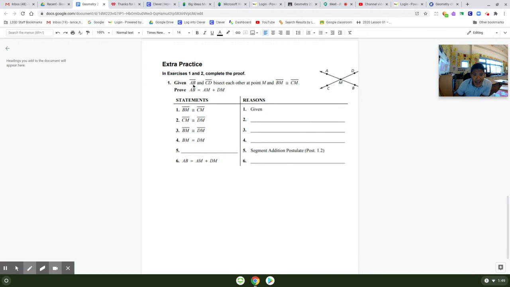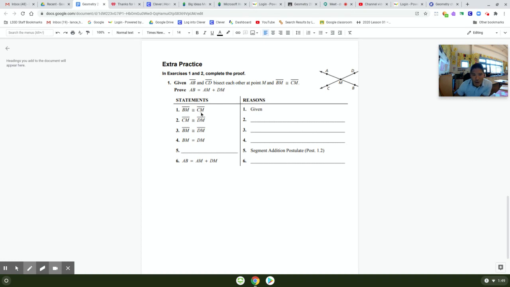So it's given that AB, that segment, and CD bisect each other at point M. If they bisect each other at point M, that means they cut each other into 2 congruent parts. You have to keep that in mind once we're trying to figure out certain reasons. Segment BM is congruent to segment CM. And then you want to prove that the length of AB is equal to the length of AM plus the length of DM.